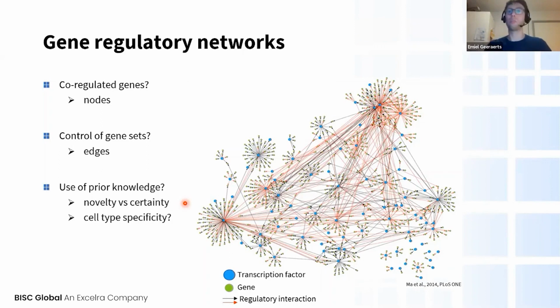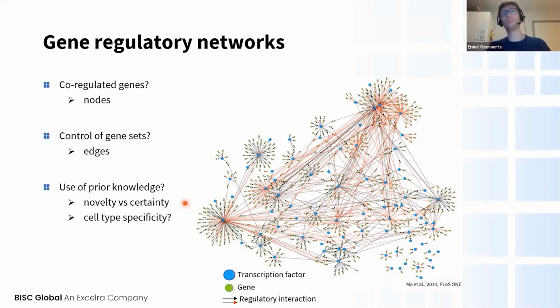In addition, something to take into account as well is that prior knowledge may not be generated for the biological system, so the species, the tissue, or the cell type that you, for your experiment, are looking at. So this is a very important caveat when creating, interpreting, and using these kind of gene regulatory networks. All right, this concludes the introduction.